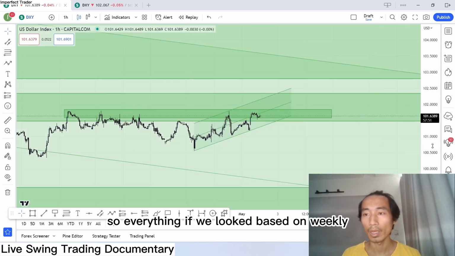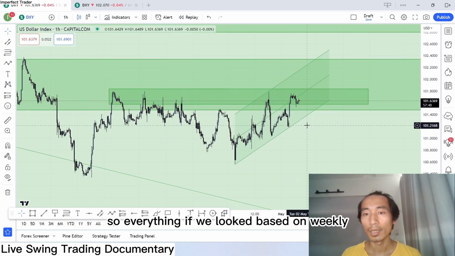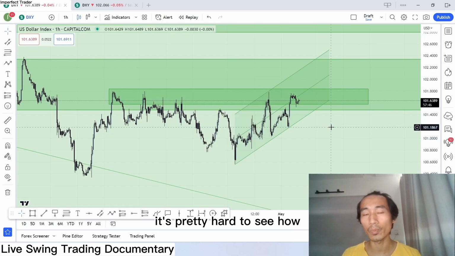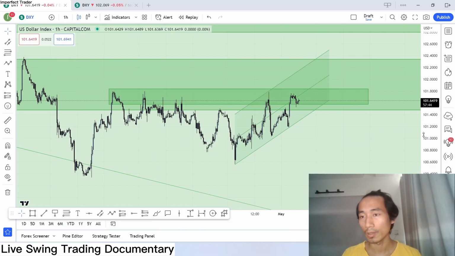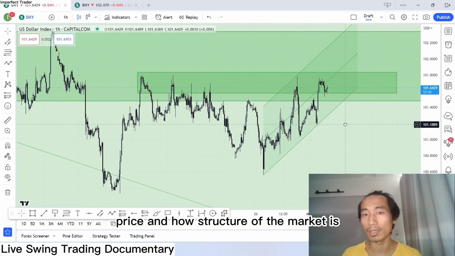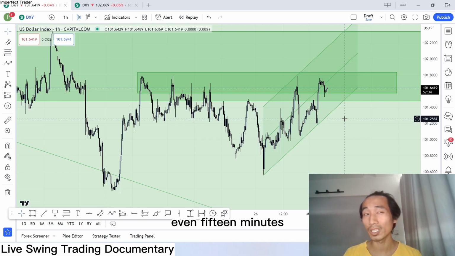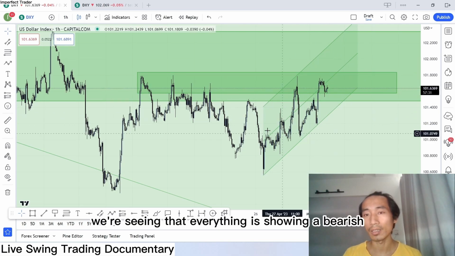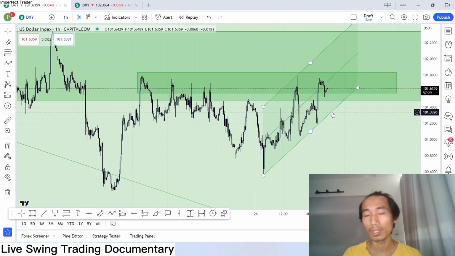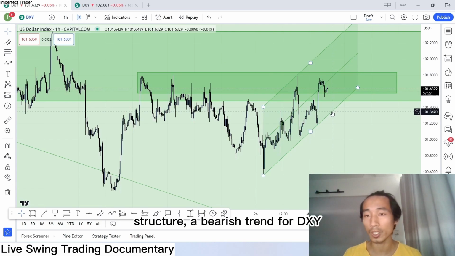So everything, if we look based on weekly, it's pretty hard to see how price and the structure of the market is. But when we go from weekly, daily, 4 hours, 1 hour, even 15 minutes, we're seeing that everything is showing a bearish structure, a bearish trend for the XY.